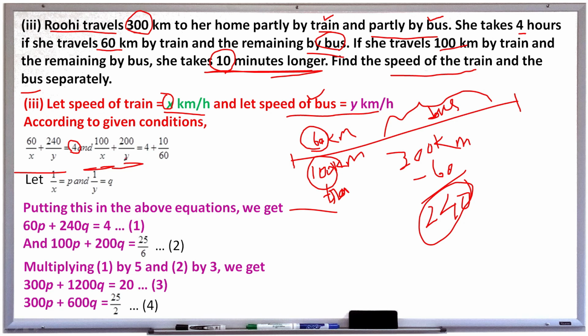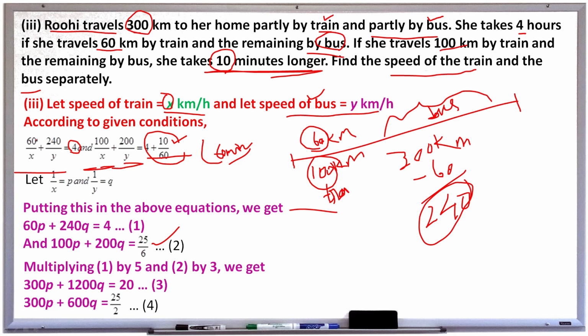So 4 plus 10 minutes, you have to convert into hours. How many minutes make 1 hour? 60 minutes make 1 hour. So 10 minutes converted into hours is 10 by 60. Now the right hand side, if you simplify, you will get the value 25 by 6. Left hand side as it is.